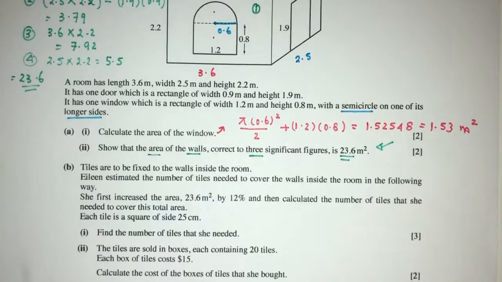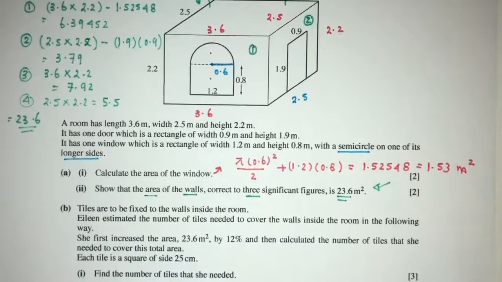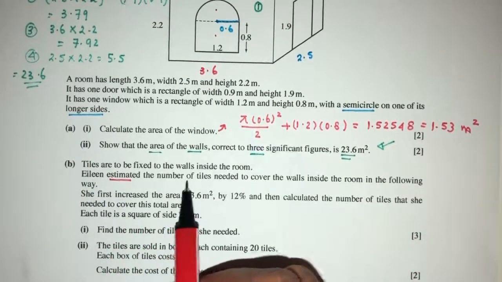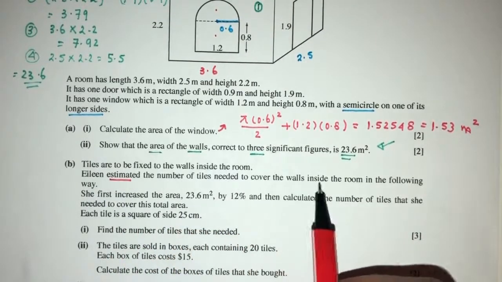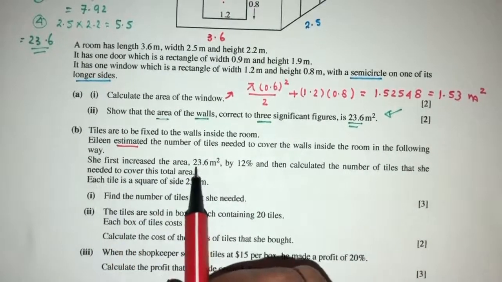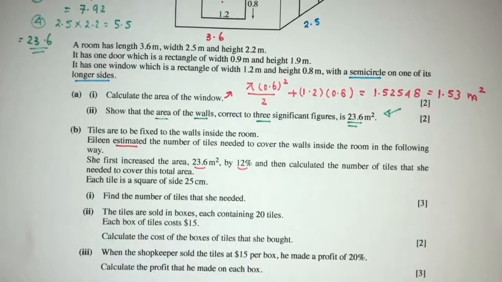Okay, so we understand that the area inside the room is the same as the area outside the room as well, at least for the walls, right? Now, Aileen estimated the number of tiles needed to cover the walls inside the room in the following way. She first increased the area by 12%. So what is the new area?